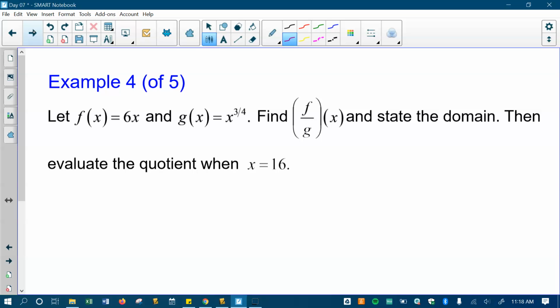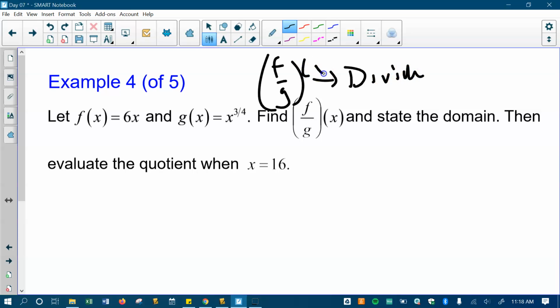Here we have f over g. F over g is going to be, anytime you see this fancy thing, this just means divide. Now with the x, I didn't say this in the other 3 examples, even with this x on the outside, it still just means divide. It's a very fancy way of just saying, please divide the 2 functions together, which means I'm going to take 6x and x to the 3/4. I'm going to divide them. And there they are divided.